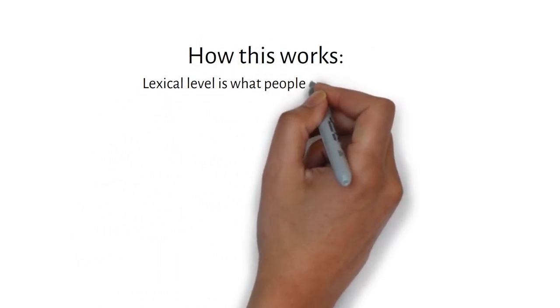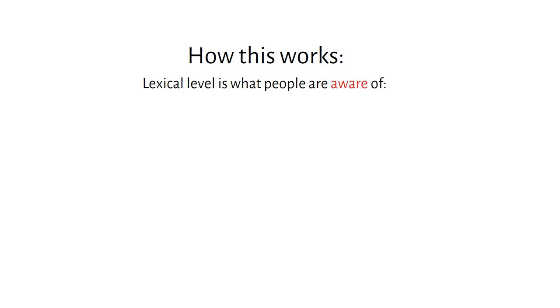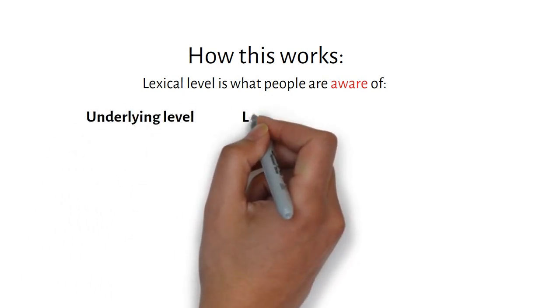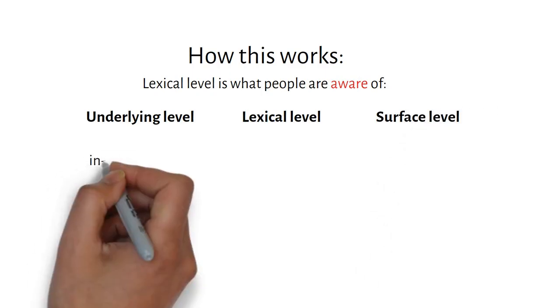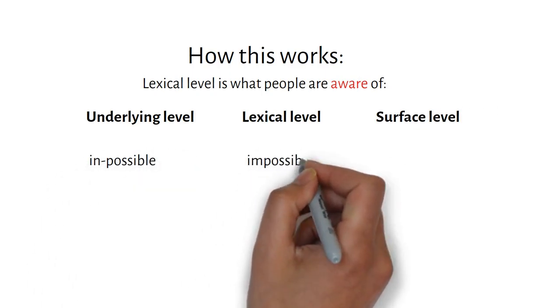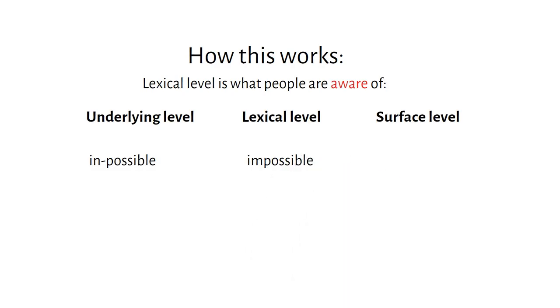Let's see how this works. We will see that the lexical level is what people are actually aware of. Here's how the underlying, lexical, and surface levels relate to each other. With the morpheme in, people are aware that it's pronounced impossible. Impossible is at the lexical level, and we have a lexical rule to get from underlying level to lexical level. And for this, there's no change from lexical level to surface level.